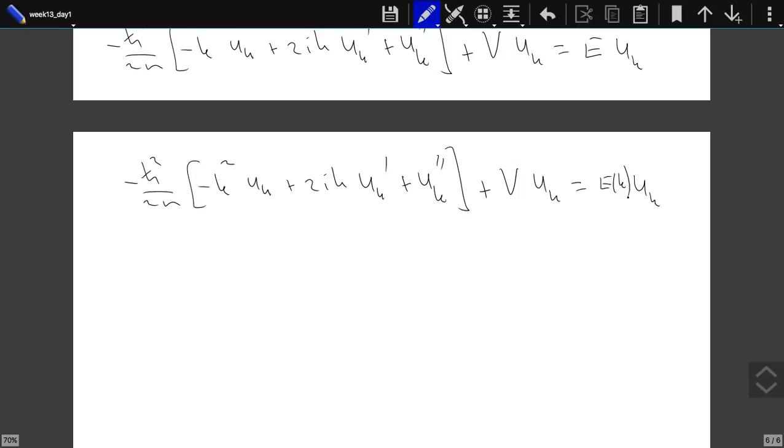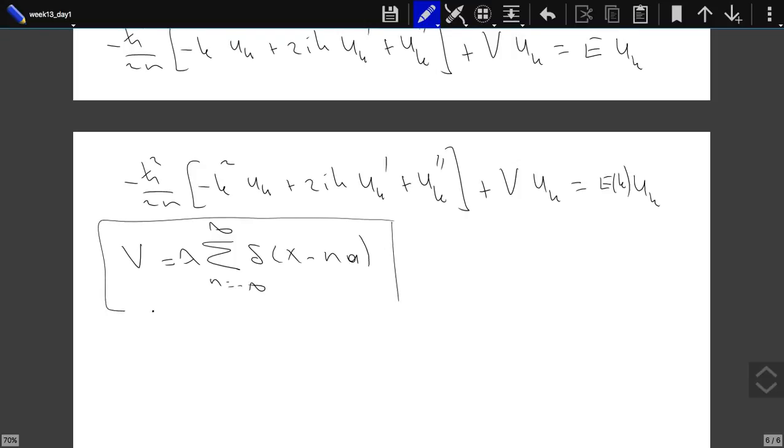Now how would you like to proceed? Remember, u_k is periodic. V is periodic, u_k is periodic. Well, we can say V is equal to lambda times Dirac delta of x minus na. Now, for this potential, we should be able to find an explicit solution. Fourier series, not even Fourier transform, because we know that u is periodic.